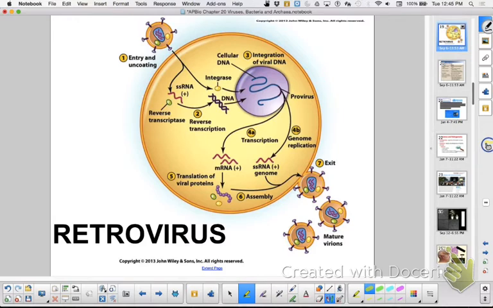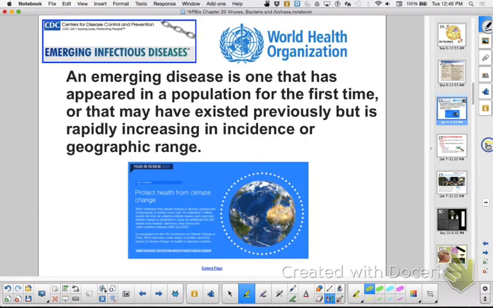Then the other part we talked about is these emerging diseases that are increasing in their geographic range, and there's a connection between these emerging diseases and what? What was the connection? Why are we seeing more of them?